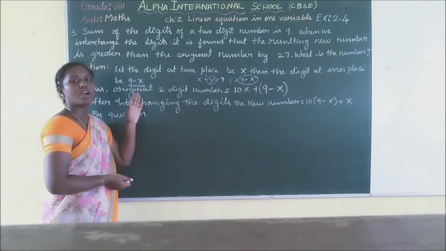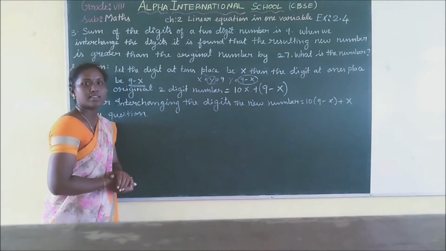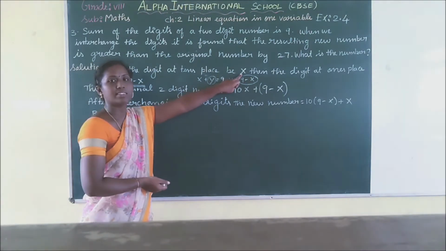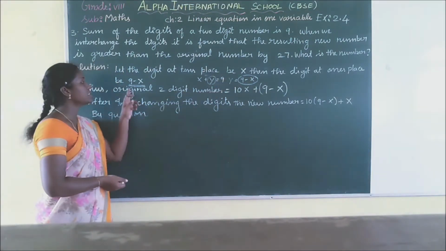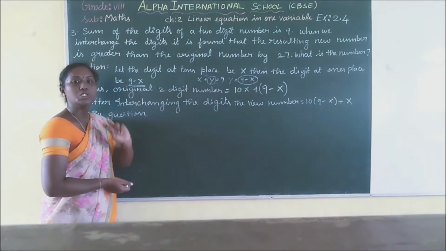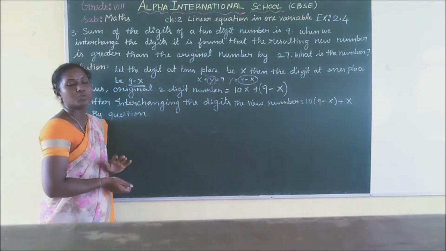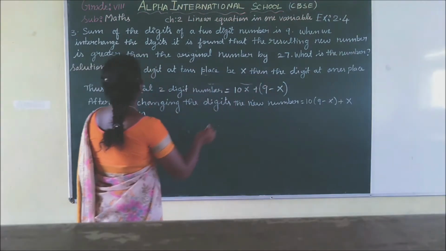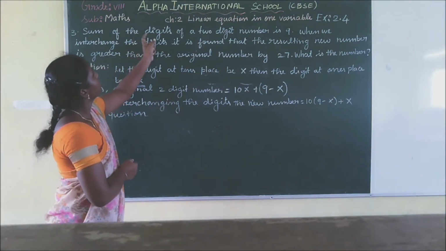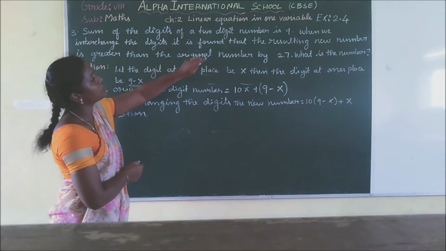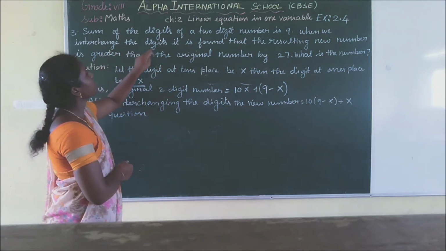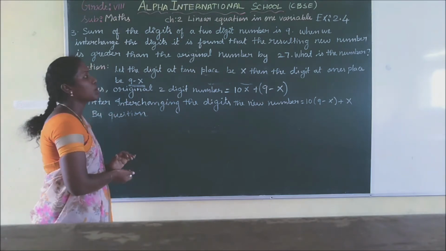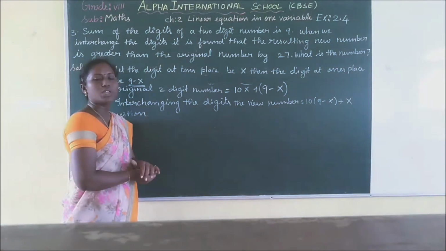Now we are clear how we got 9 minus x, isn't it? The digit in the tens place is x and the digit in the ones place is 9 minus x. These are the two digits we are going to use to solve the problem. Now look at the question. The sum of the digits of a two-digit number is 9. When we interchange the digits, it is found that the resulting new number is greater than the original number by 27.